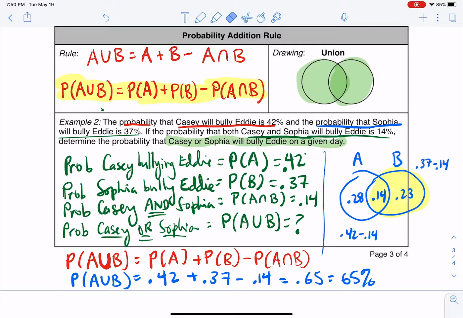Now, if I add those three together, I'm going to end up with 0.65, and we could just test that out down here. So 0.28 plus 0.14 plus 0.23. If we add those three up, we get 0.65. So either way, you see, we get the probability of A or B is 65%.